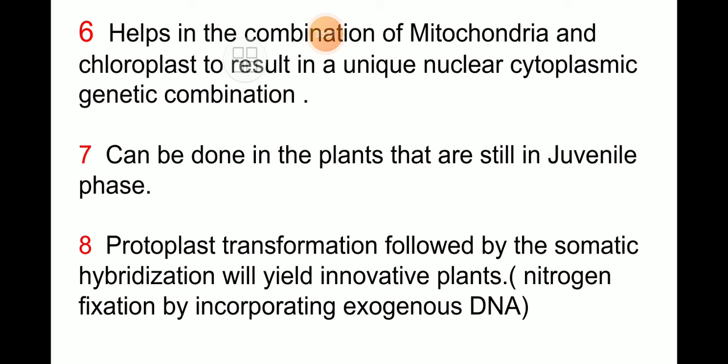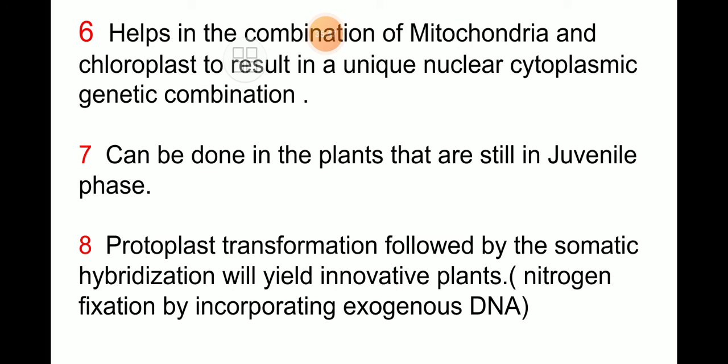It can be done in plants that are still in a juvenile phase. There is no need to isolate the protoplast only from the plant parts of a mature plant. In the juvenile phase also it is possible to do this somatic hybridization. Protoplast transformation is followed by somatic hybridization. We yield innovative plants. Innovative plants will be able to develop in our life.